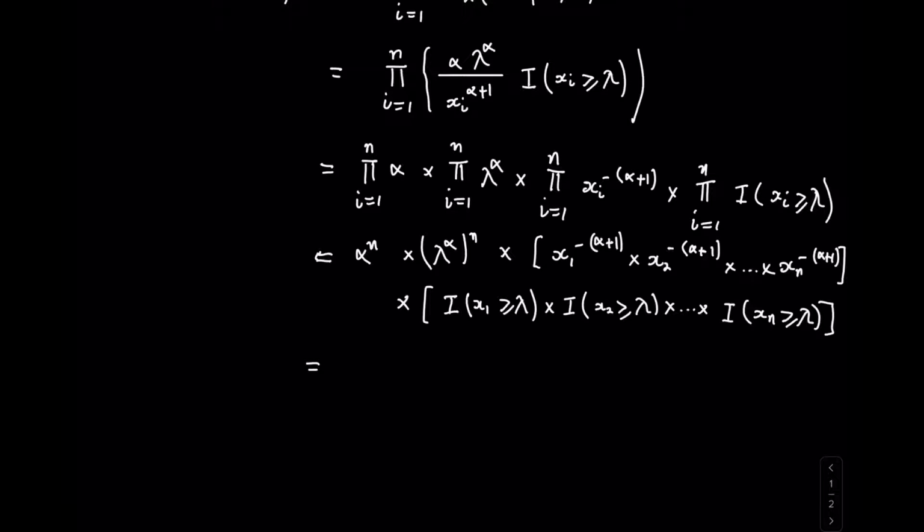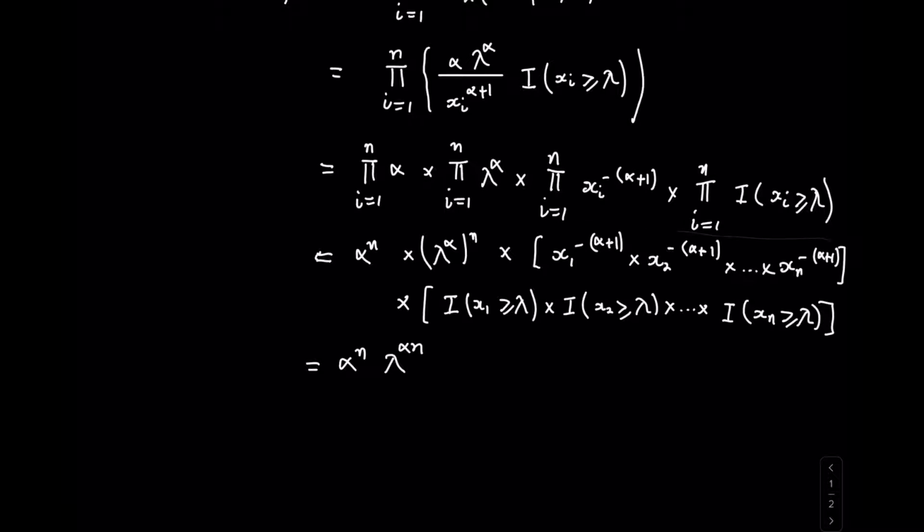Okay, let's do a bit more simplification here. So alpha to the power of n stays as alpha to the power of n, no tricks there. Lambda to the power of alpha, in this particular instance, I'm going to take that in and distribute it inside the power. So using our power laws, that becomes lambda to the alpha n.